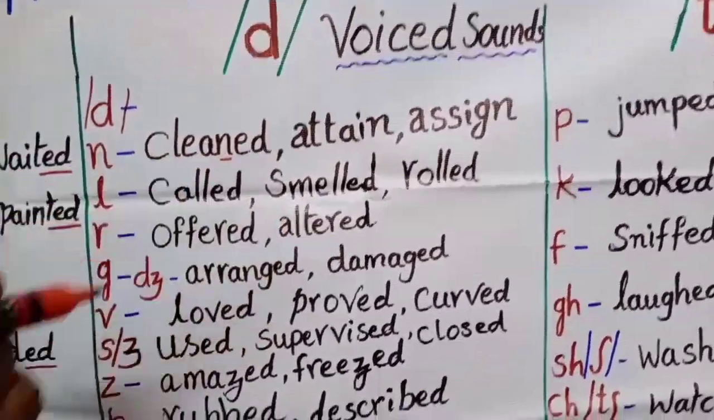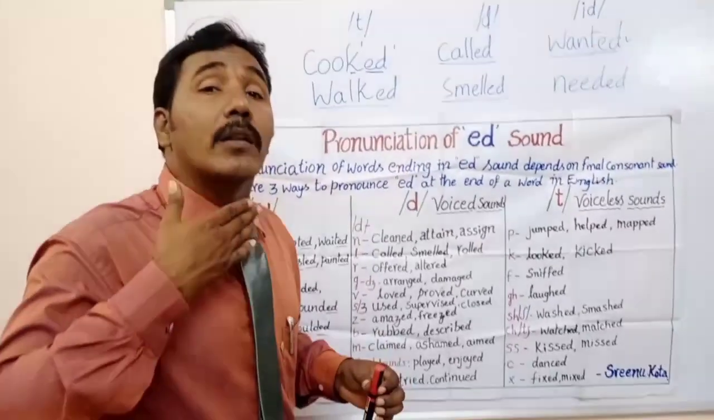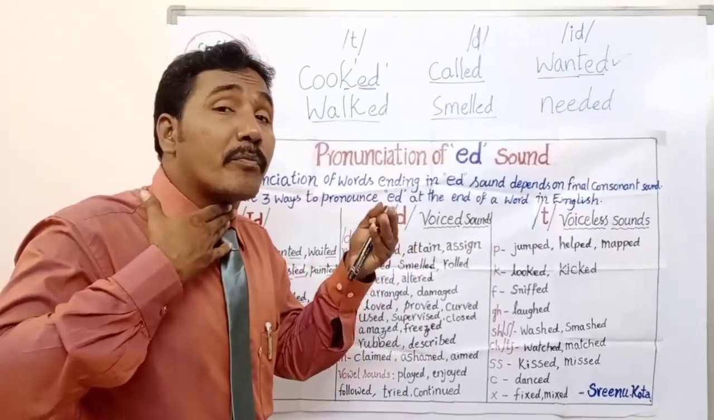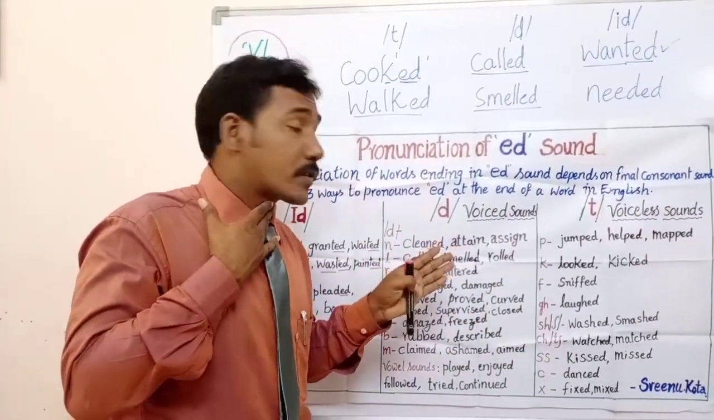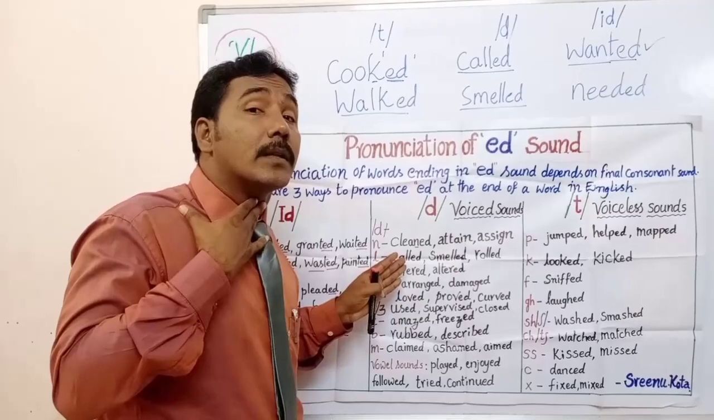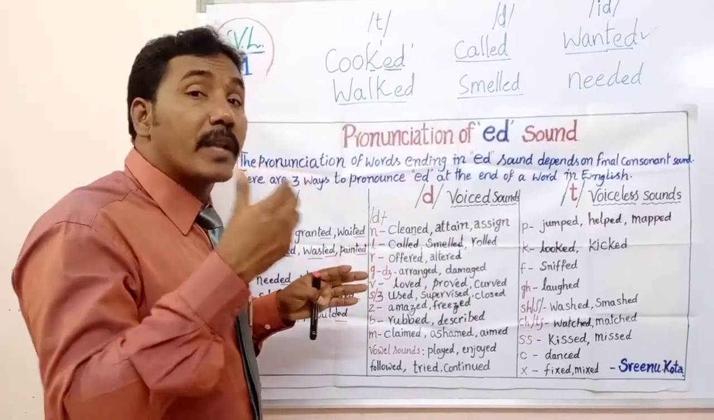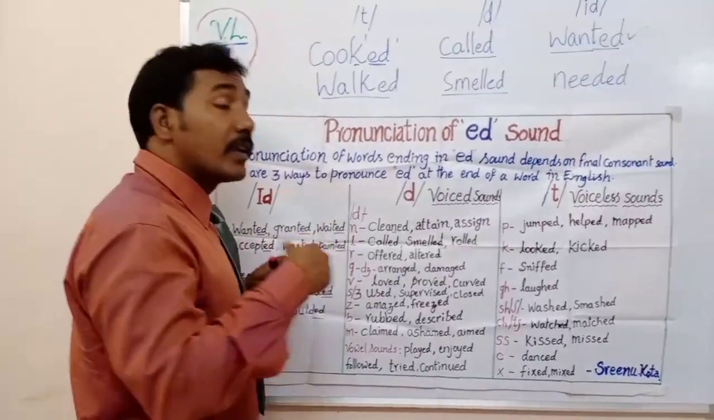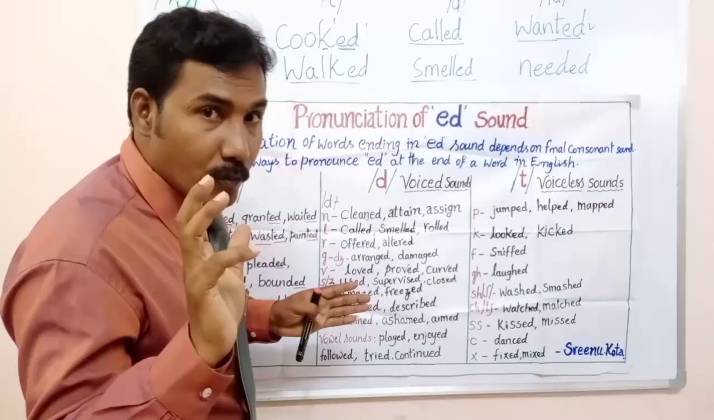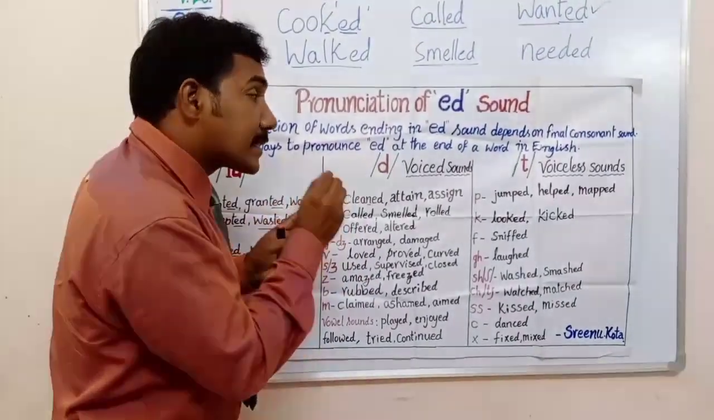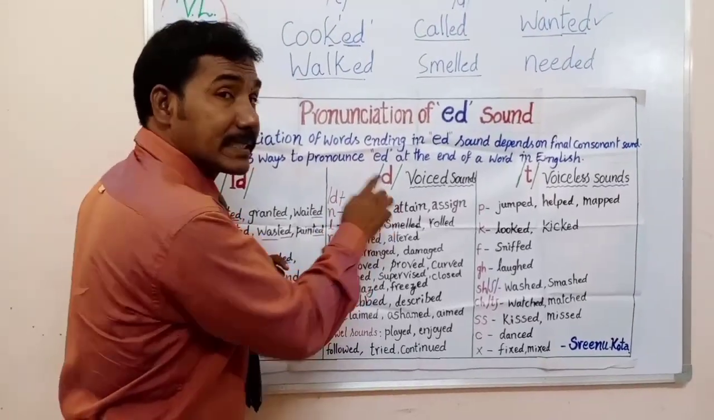what are the voiced sounds actually? If you put your fingers on your throat, you may get some vibration while producing the voiced consonant sounds. Of course, for example, b, n, l, g. In such a way, we get some vibration on our vocal cords so that we can easily find out these are the voiced sounds. So after voiced sounds, we have to add the past form of ed, the d sound.